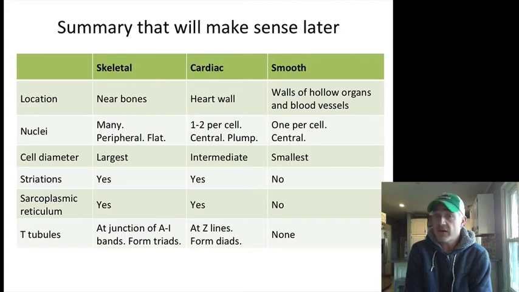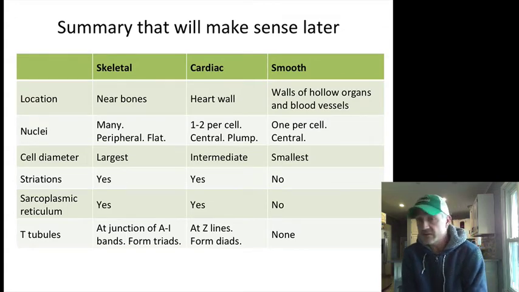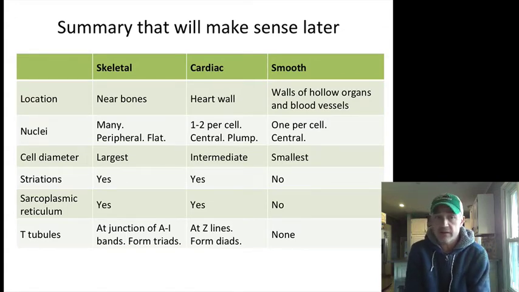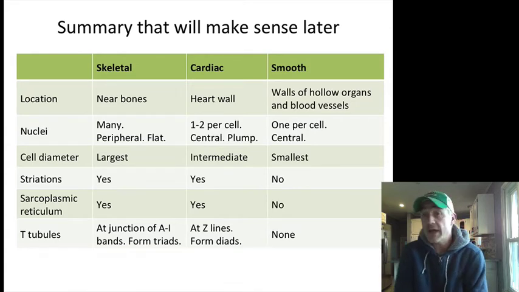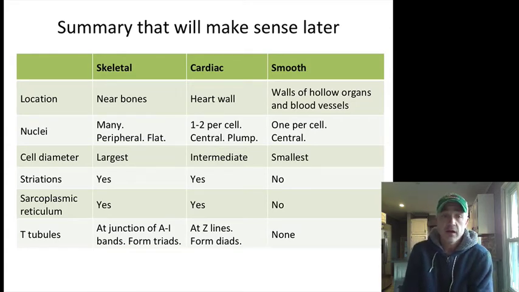We're going to see the skeletal muscle fibers are definitely the biggest, with the smooth muscle cells being the smallest, cardiac a little bit in the middle there. And again, on both skeletal and cardiac muscle, we will see striations. We will not see those on the smooth muscle.